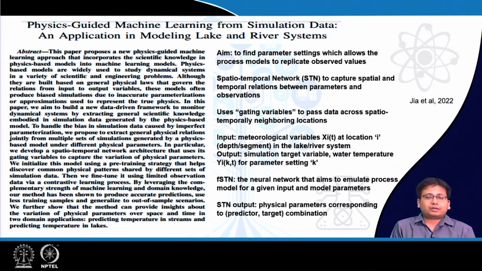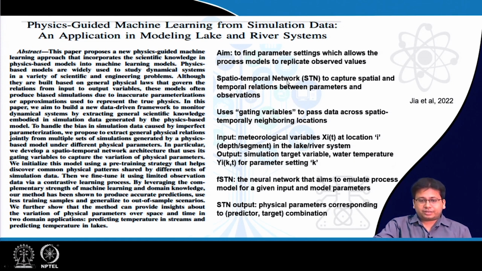Here the aim is to estimate the physical parameters. So the aim is to find the parameter settings which allow the process models to replicate the observed values. This is not only for lakes, but this can also be done for river systems. So this is not necessarily tied to the GLM which we considered. This can be used for estimating the parameters of the GLM. Apart from that, there might be some process based hydrological models for river basins, for river flows also. So their parameters can also be estimated using this framework.